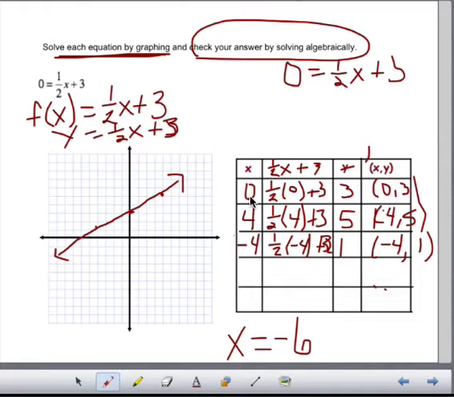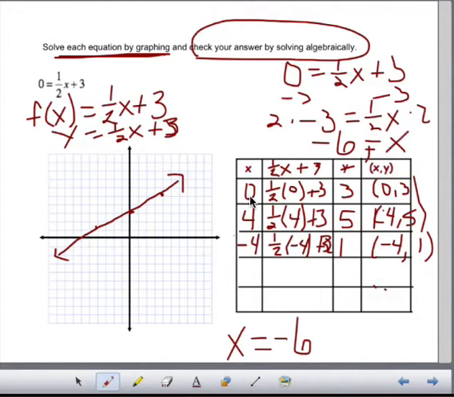All right, so I'm going to subtract 3 from both sides. So I get -3 equals 1/2 x. What can I do to get x by itself? I can multiply by 2. And I'm going to get -6 is equal to x. So I solved it by graphing, saw that x was equal to -6, and I verified that by solving it algebraically, like you've been solving it since pre-algebra when you were solving equations all the time.